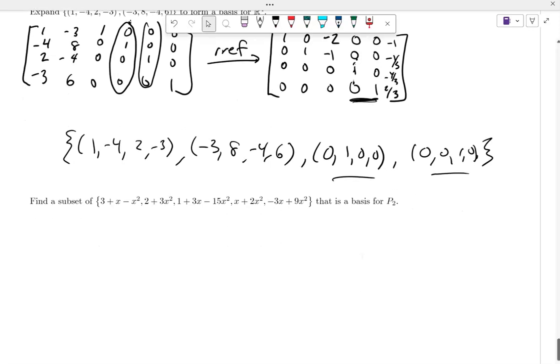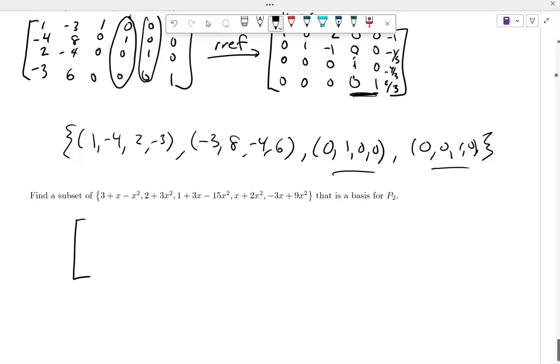Make a matrix and row reduce, right? So our first column will be 3, 1, negative 1. The next one will be 2, 0, 3, 1, 3, negative 15, 0, 1, 2, 0, negative 3, 9.